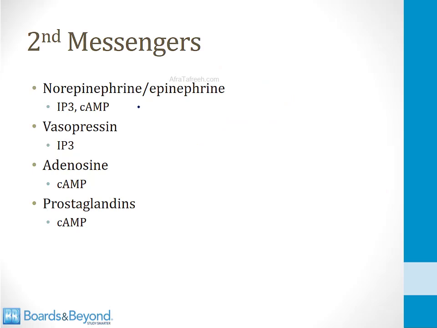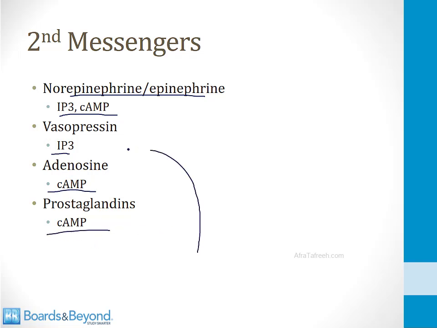Once you understand how these second messenger systems affect smooth muscle, it's then very easy to understand how various hormones and neurotransmitters modify smooth muscle tone in the body. For example, norepinephrine and epinephrine exert their effects by modifying intracellular levels of IP3 and cyclic AMP in vascular smooth muscle, and that's how they modify smooth muscle tone. Vasopressin works through IP3, adenosine works through cyclic AMP, and prostaglandins work through cyclic AMP as well.